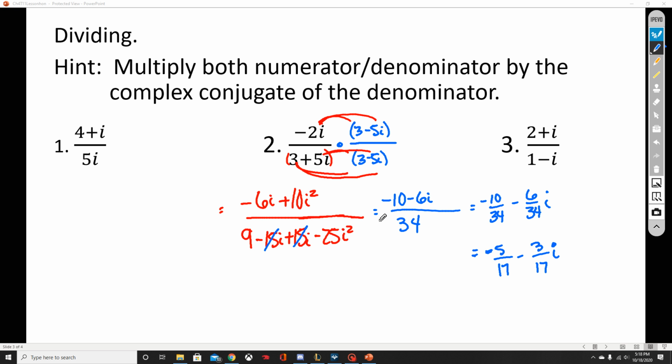All right, so number 2, negative 2i divided by 3 plus 5i, we get a real part, negative 5 over 17, and then we got an imaginary part, negative 3 over 17i. This should always be kind of what you are looking for at the end, a real part and an imaginary part.